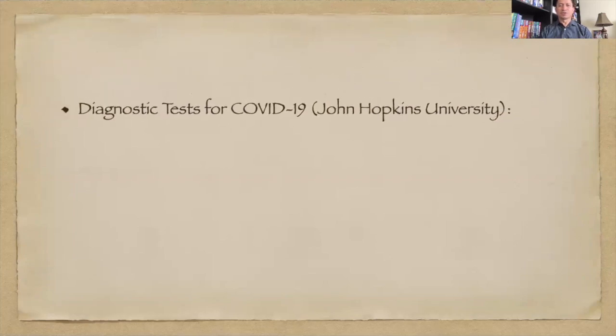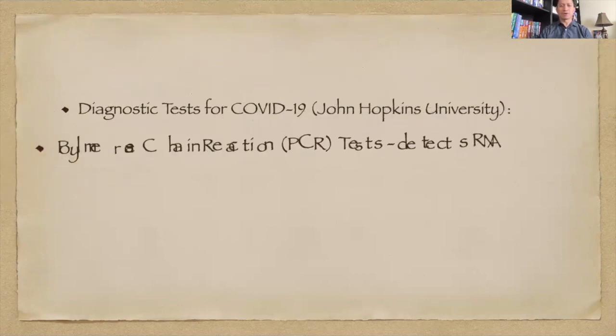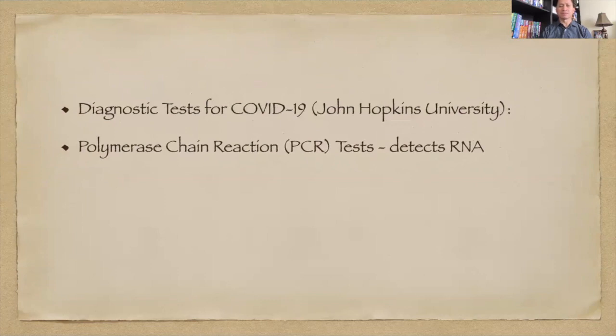Now let's go to diagnostic tests for coronavirus. According to Johns Hopkins University, there are two diagnostic tests for coronavirus. The first one is the PCR, or what they call polymerase chain reaction. It is a test that detects RNA. And how is it done? It's done through swabbing. So we get a swab, we put the swab through your mouth. It's called the oropharyngeal swabbing. And then we do the swabbing to your nose, and we call it nasopharyngeal swabbing.